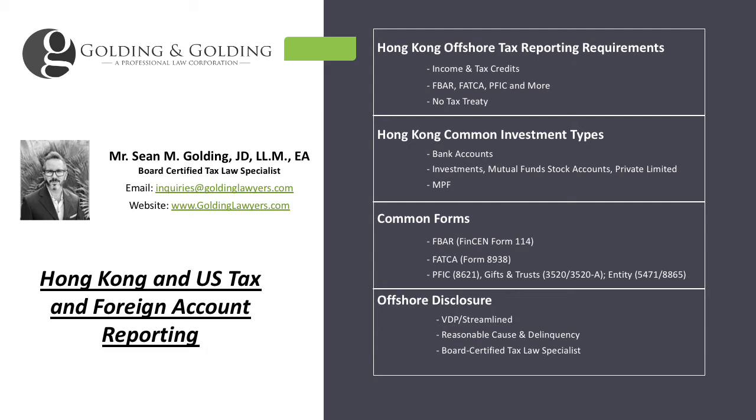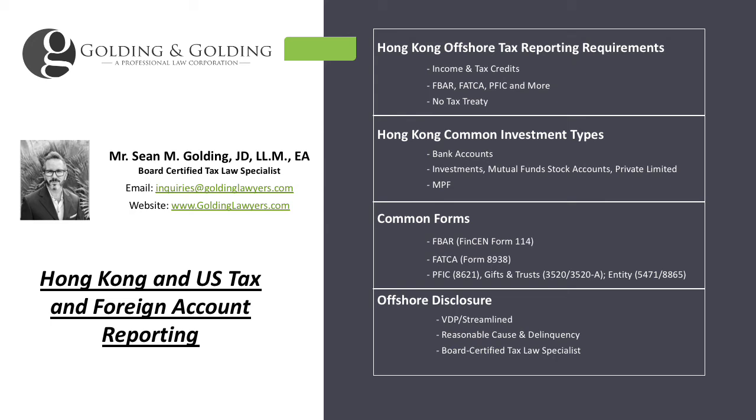There are various forms that you have to file when you've got these assets, accounts, or investments in Hong Kong. The FBAR, which is filed directly with FinCEN, Financial Crimes Enforcement Network. It's due on April 15th. It used to be June 30th, in case you see that date anywhere, but they changed it to April 15th, and right now it's on automatic extension through October. That could change.